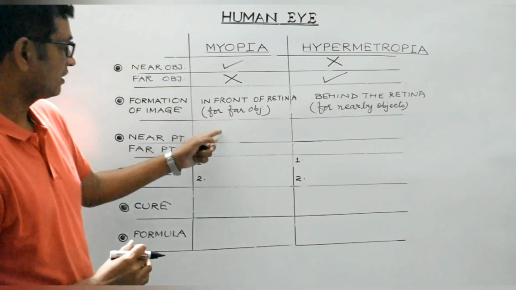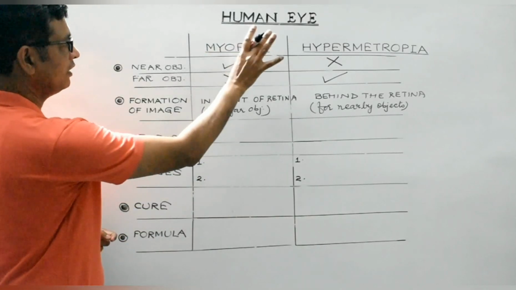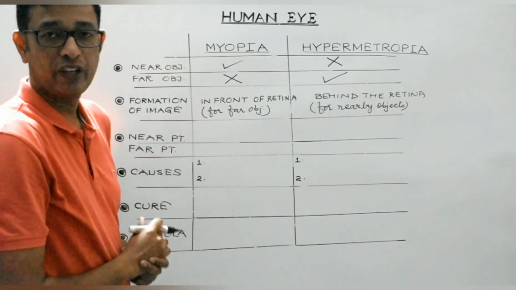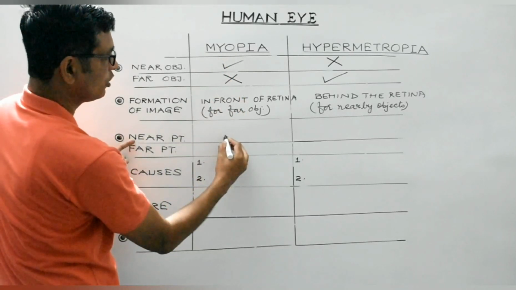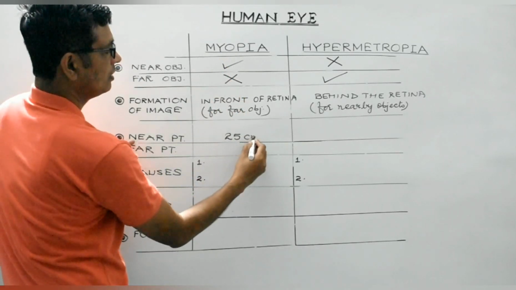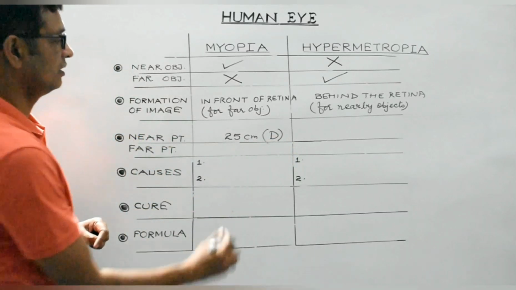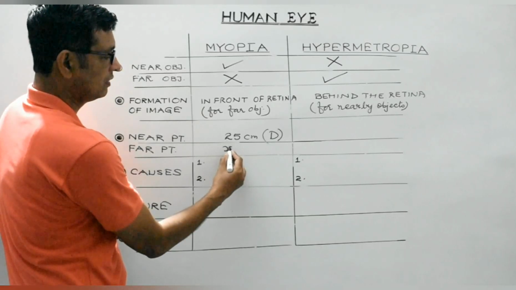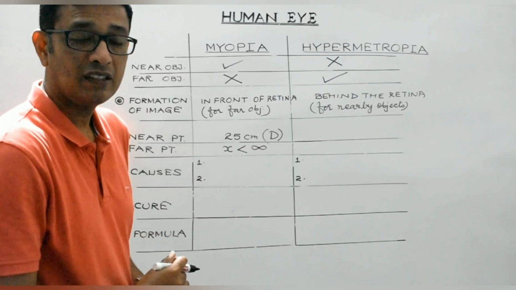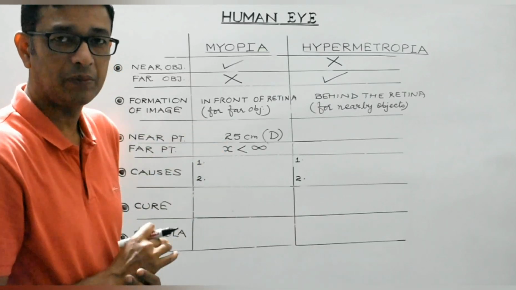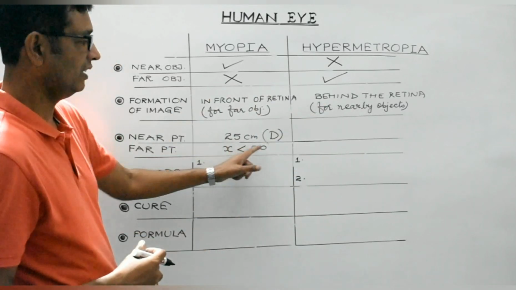Okay, now let's discuss the near point and the far point. As I told you, a myopic eye does not face any problem in viewing the nearby objects. So for near point, the myopic eye has a near point of 25 centimeter, that is represented by capital letter D. While the far point is X, which is less than infinity. So in the myopic eye, the near point remains at 25 centimeters, same as that of the normal eye. But the far point is not infinity, it is less than infinity. X is the far point.